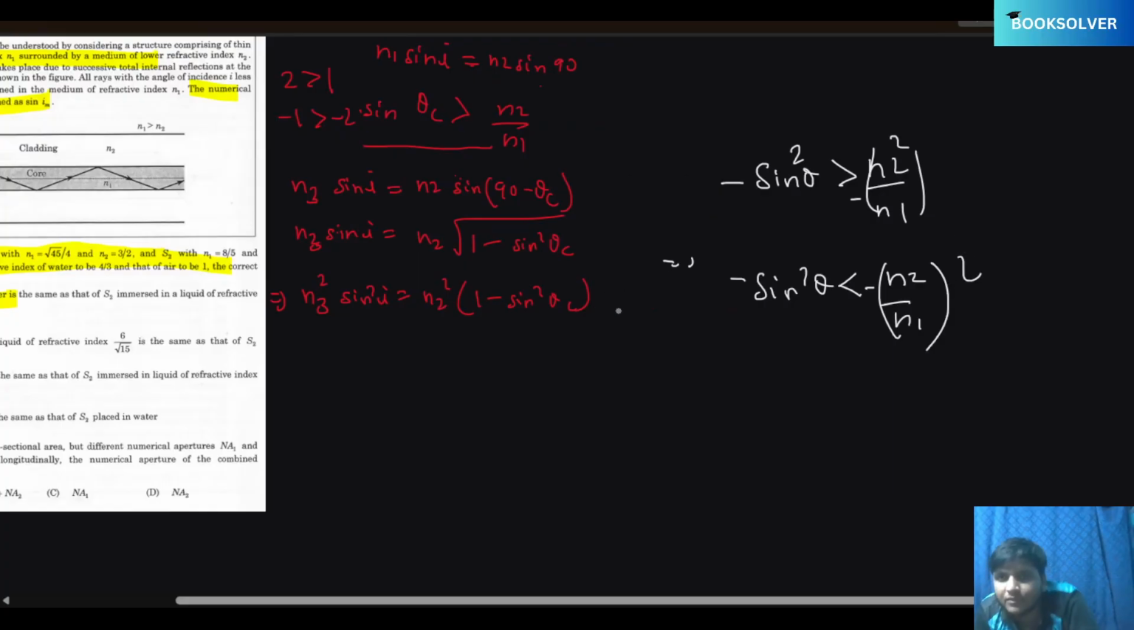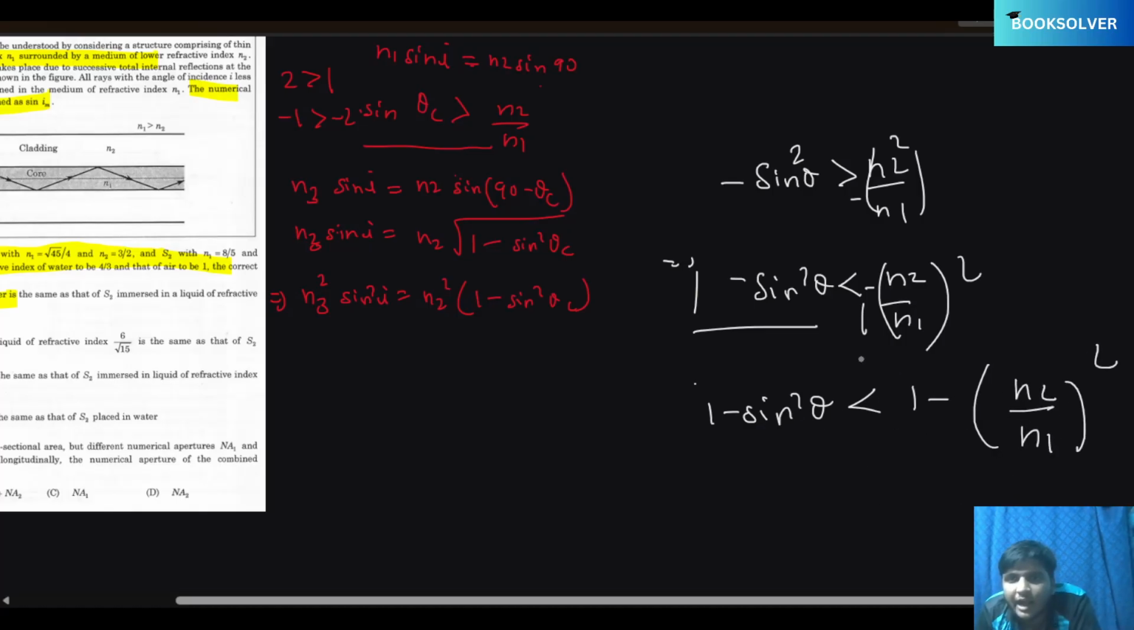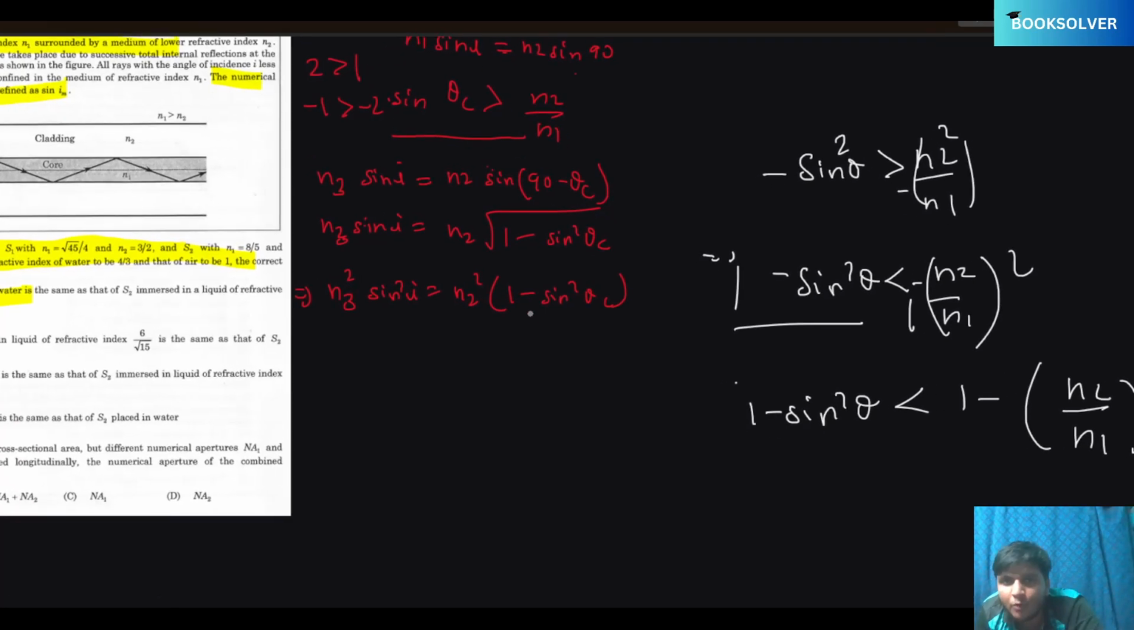Okay. And if we add 1 on both sides, we have got that 1 minus sine square theta is less than 1 minus (n2 by n1) whole square. This part is clear, because now we have to use this relation only to put here.